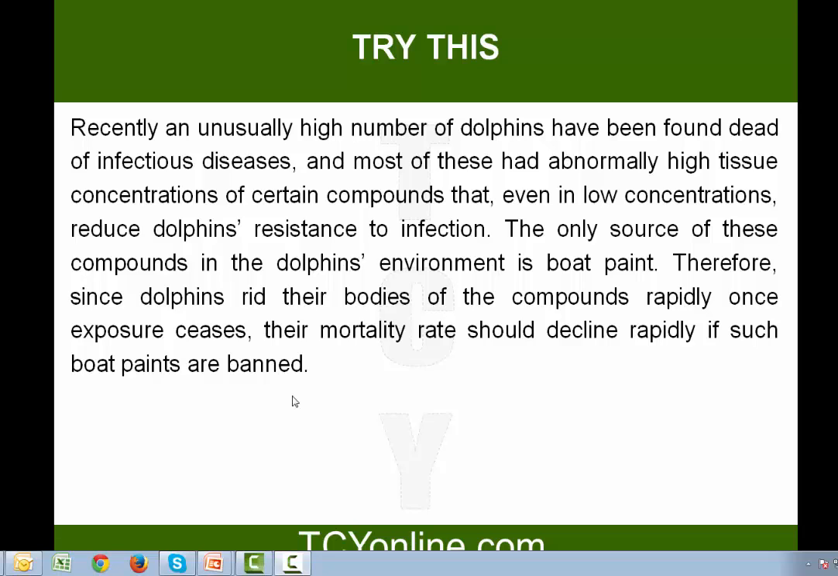Now in this, banning the boat paints can reduce the mortality, and the supporting evidence is that dolphins rid their bodies of compounds rapidly once exposure ceases. So this will lead to a decline in mortality. My probable answer should be something like, even if the boat paints are banned but exposure continues, then it's no help to dolphins. I have to ensure that boat paints are banned, exposure ceases, and dolphins will survive.